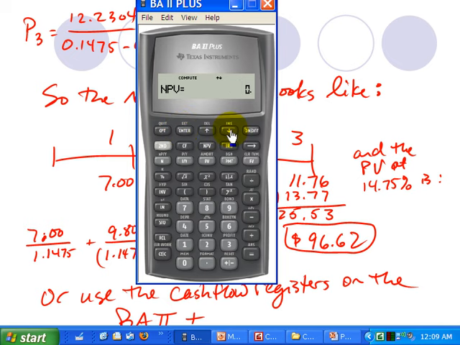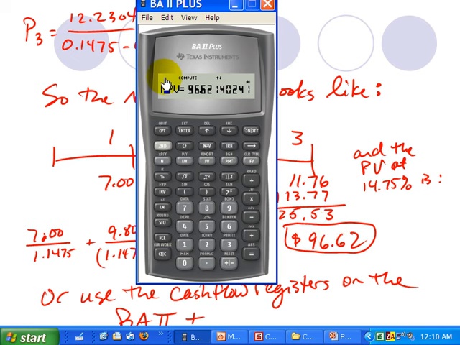And then we hit the down button. And notice it says compute here. It's going to tell us what the NPV is, but not until we compute it. So let's go ahead and compute it now. And it tells us that the present value of all of those cash flows was 96.62, which is, of course, the same number that we got calculating it by hand.